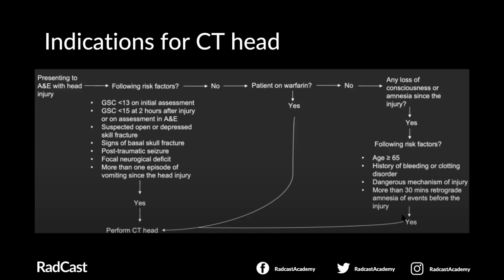If the patient is not on anticoagulation and they've not had any of those risk factors, which I've just mentioned, you need to consider, has there been any loss of consciousness or amnesia since the injury? If there has, we look at a new set of risk factors. So are they aged above 65? Is there a history of bleeding or clotting disorder? Was there a dangerous mechanism of injury, such as a car crash or a fall from above, I believe it's 2 meters, but don't quote me on that. And has there been more than 30 minutes of retrograde amnesia before the injury?